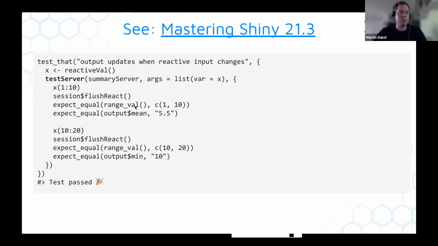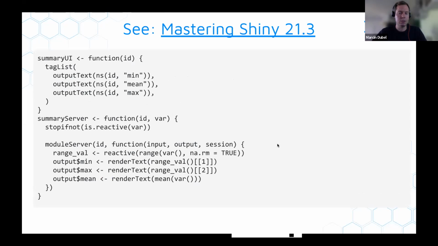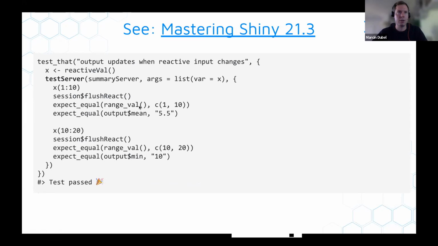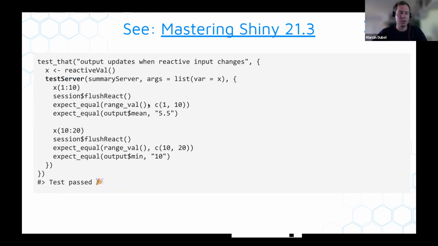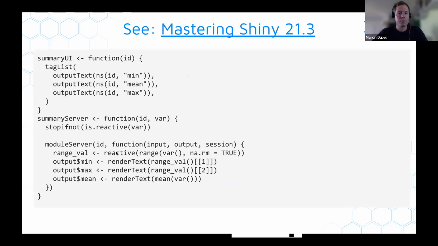So we are expecting that our range_val, and this is the other reactive that we are using in the module. As you can see, we are not defining this in the test itself. We know that in our module's server, there is such a reactive, and we want to check whether this value is vector 1 to 10, because this is the range of the variable. So we want to test whether this is happening like that, and we want to check whether our output mean will be the mean of that vector. And our output mean is renderText of the mean of the var.